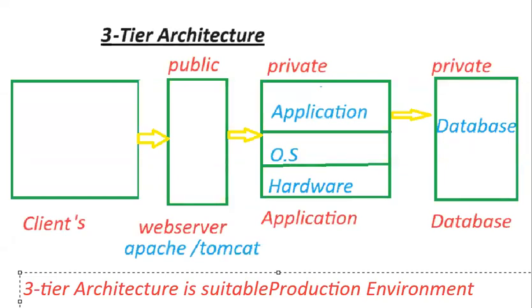I hope you got an idea on all the architectures, that is one tier architecture as well as two tier architecture and then three tier architecture. Which architecture is used for which environment, you have an idea, right? I think so. You got an idea which architecture is used for production, which architecture is used for developing, and which architecture is used for testing. You have an idea, I think so.